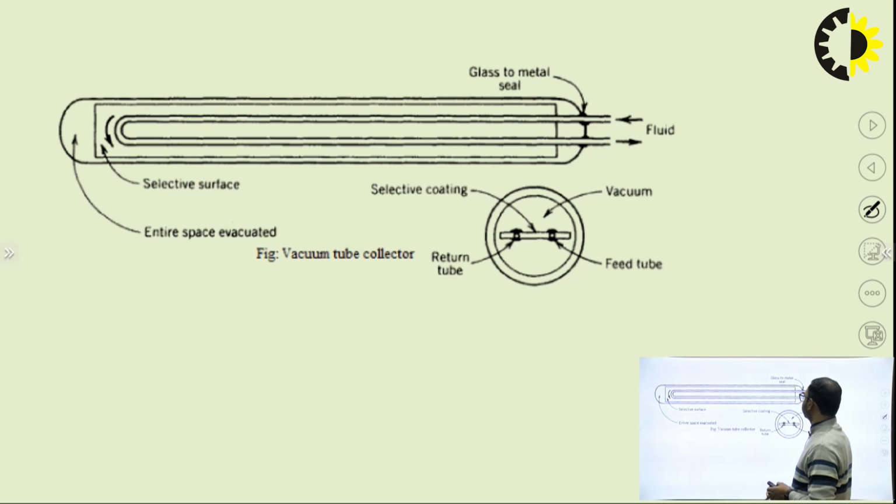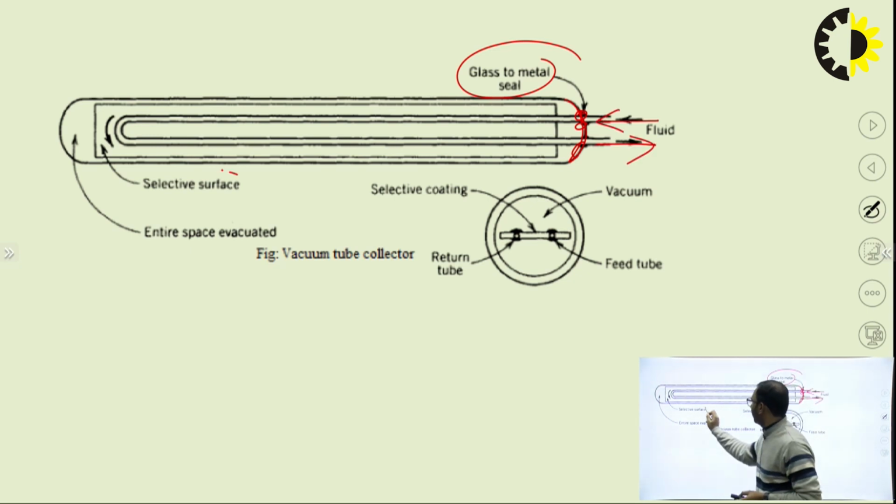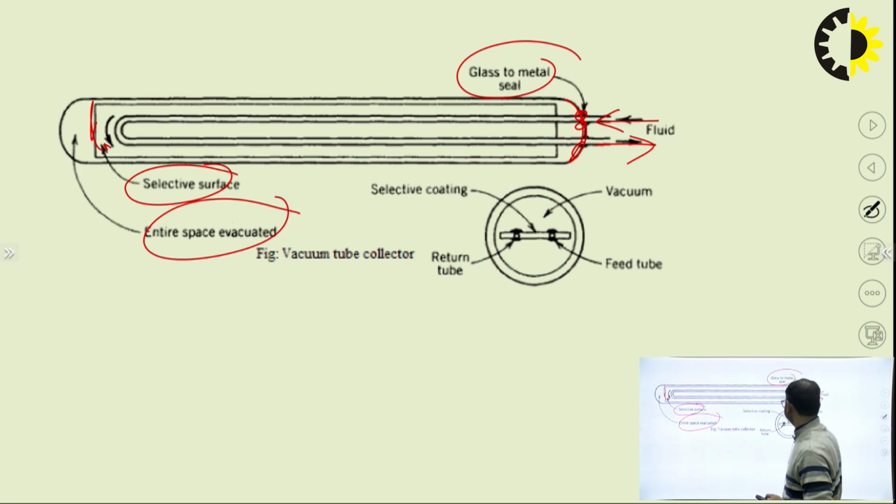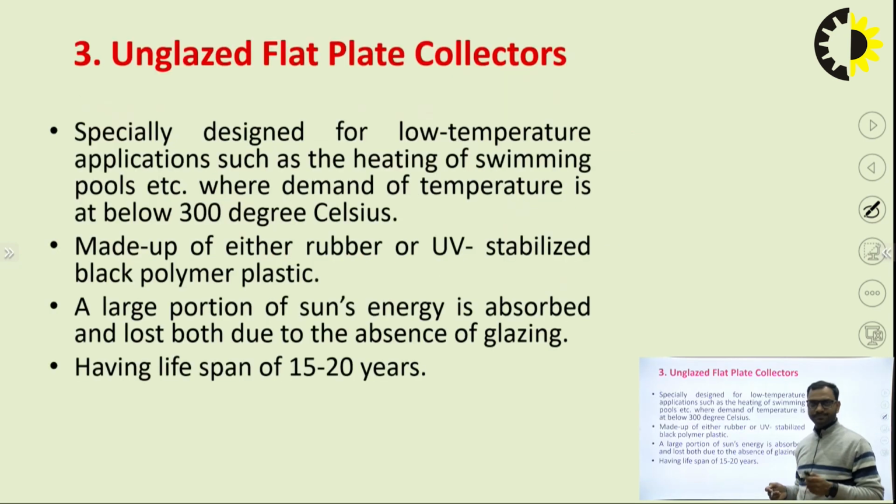This is the schematic representation of vacuum tube collector. Here, this is the glass metal seal. This is glass metal seals. This is here fluid in and from here fluid exit. This is the selective surface. This one is selective surface and entire space is evacuated. Okay. So this is the vacuum tube collector.